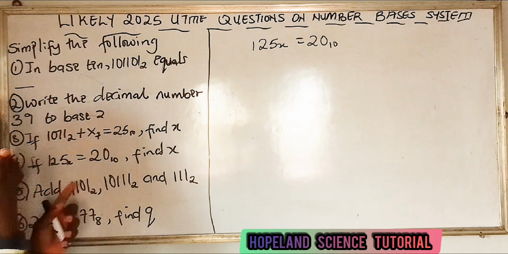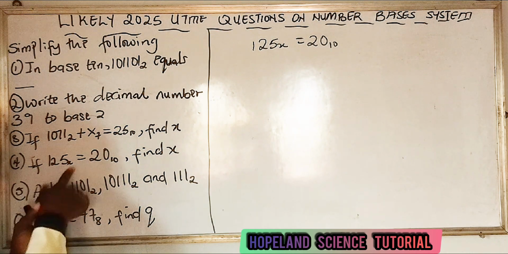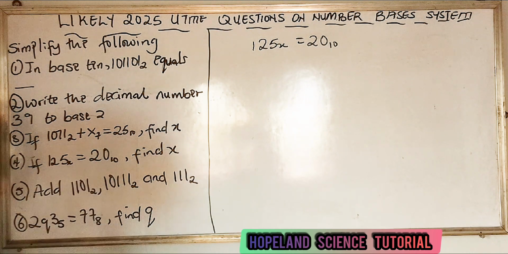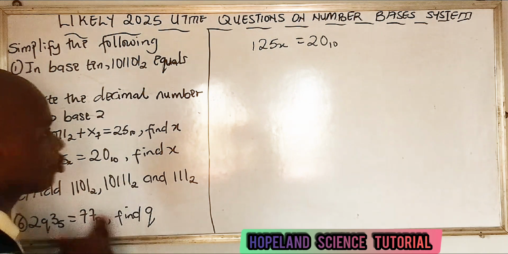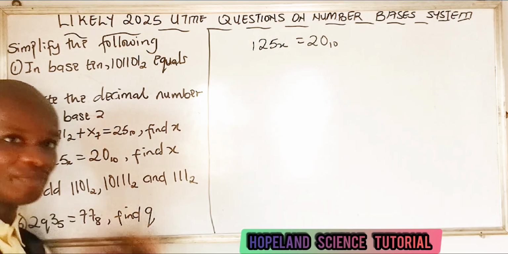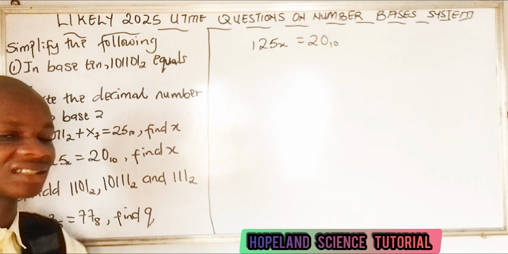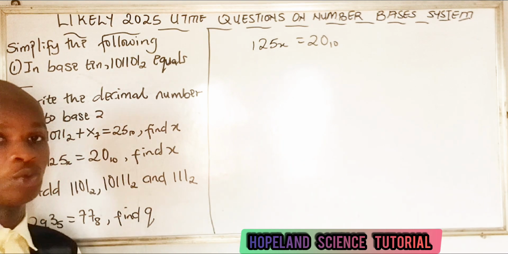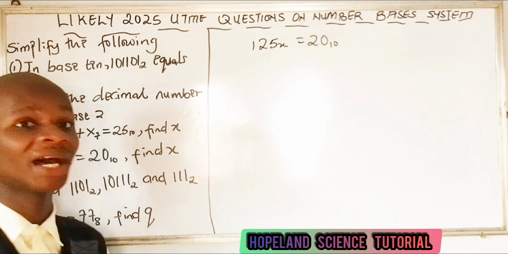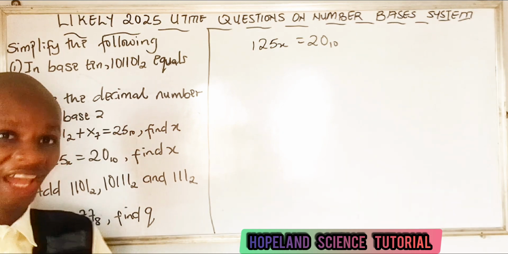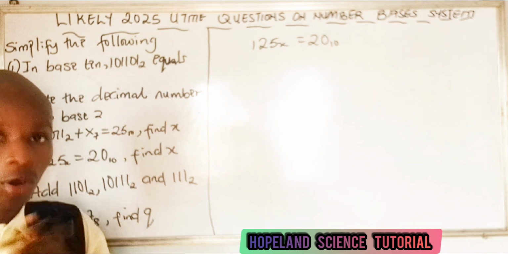Okay, this is the fourth example. The fourth example says if 125s is equal to 20 base 10, find s. Remember what I told you in the third example, that anytime you have a letter, whether as a base or as a digit, what you do is try to convert all the numbers to base 10. In doing that, it will lead you to equations, whether a linear equation, quadratic equation or cubic equation.